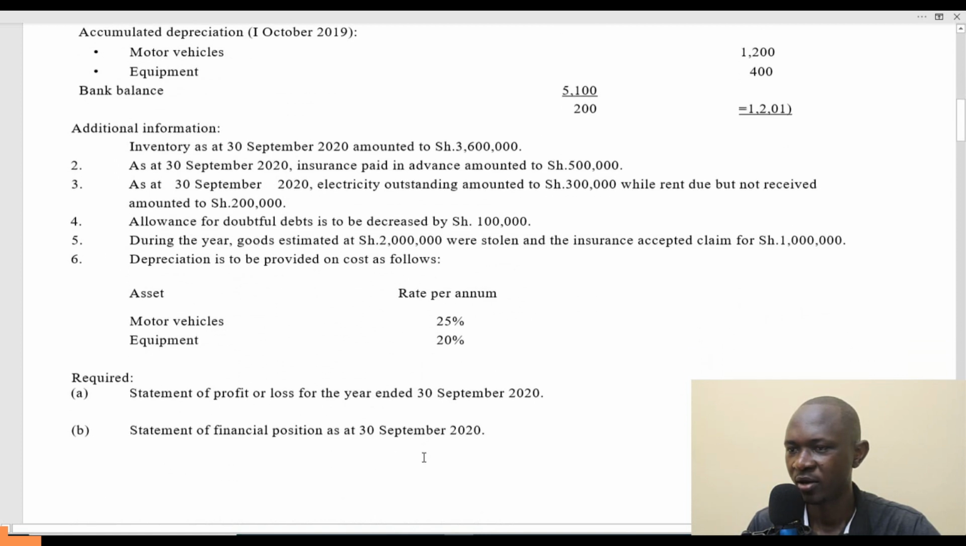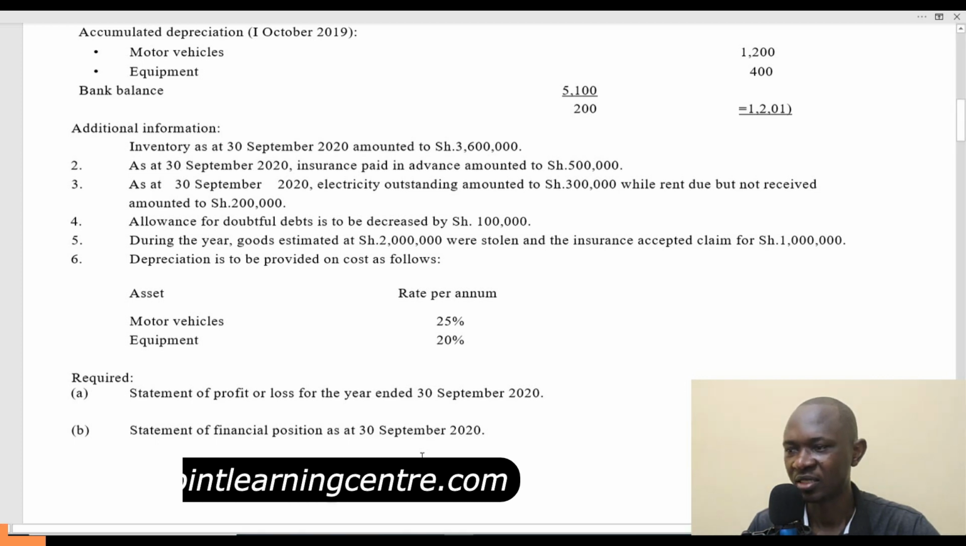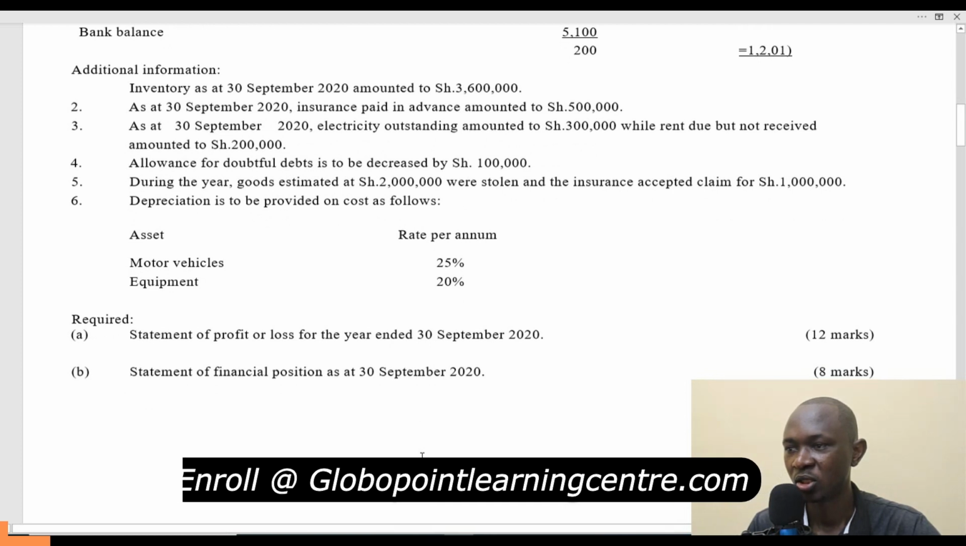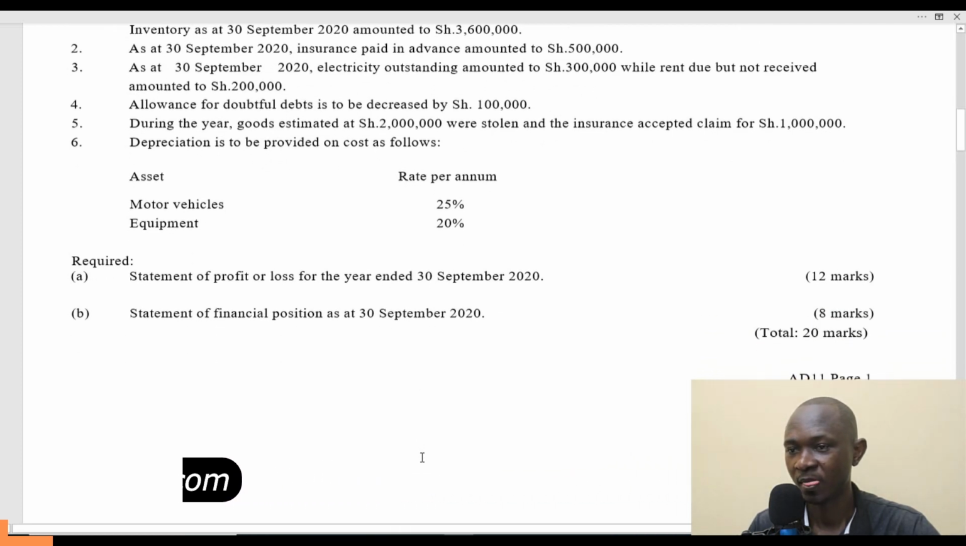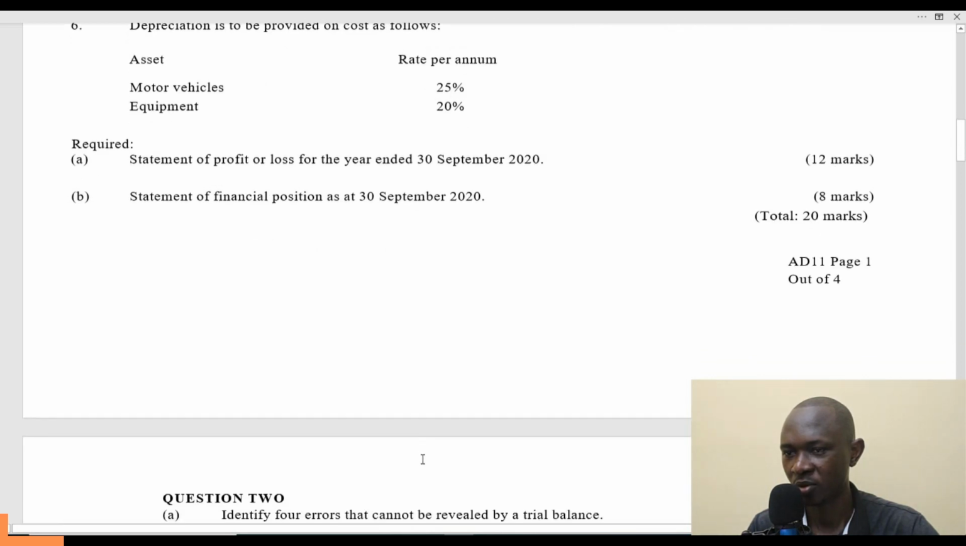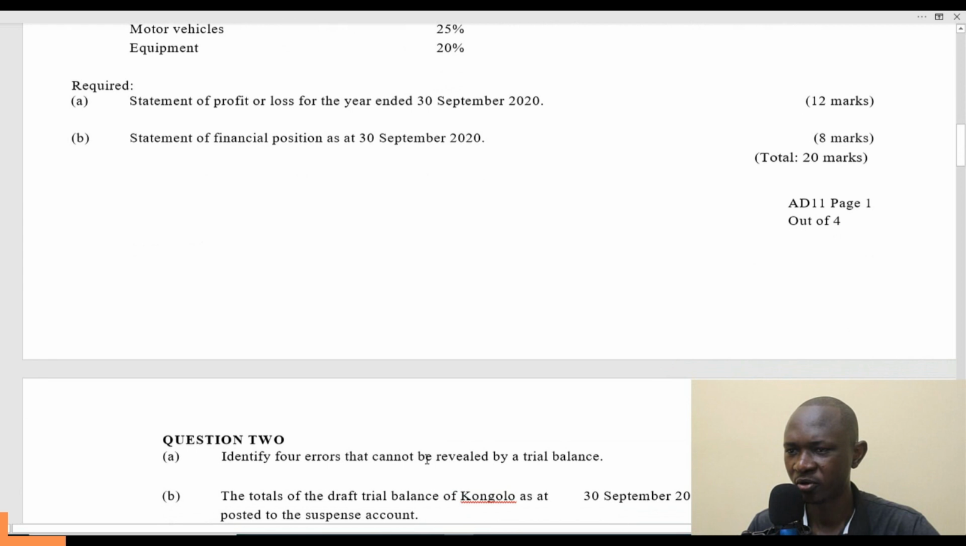Additional information: inventory as of 30 September amounted to 3.6. Insurance paid in advance 500,000. Electricity outstanding 300,000. Rent due but not received amounted to 200,000. Allowances for doubtful debts decreased by 100,000. During the year, goods estimated at 2 million were stolen and insurance accepted a claim of 1 million. Depreciation to be provided on motor vehicle and equipment. And we are expected to come up with a statement of profit or loss for the year ended 30 September 2020 and a statement of financial position as at 30 September 2020.